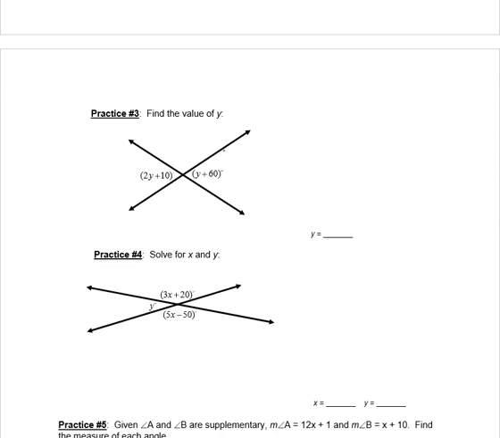Down here, I have to know the definition of vertical angles. So I know that here are two angles across from each other, whose sides are opposite rays. Over here, I have a ray going out that way, and a ray going out that way. Those are opposite rays. Ray going out that way, and a ray going out that way. Again, opposite rays. So I know they're vertical angles, so I can set them equal to each other because vertical angles are always congruent. So 2y plus 10 equals y plus 60. Subtract y, and y plus 10 equals 60. Subtract 10, and y equals 50.